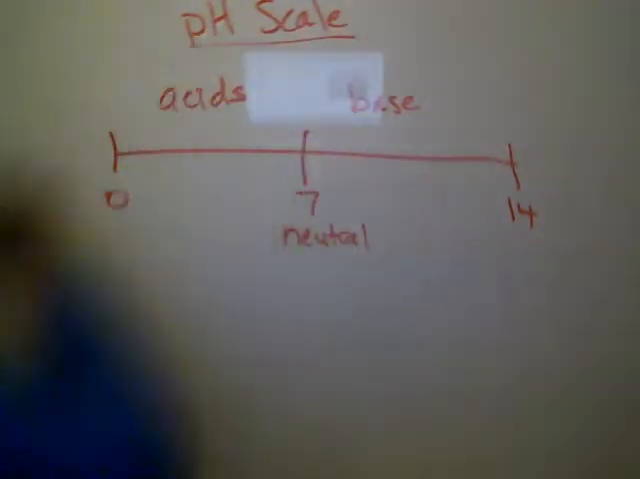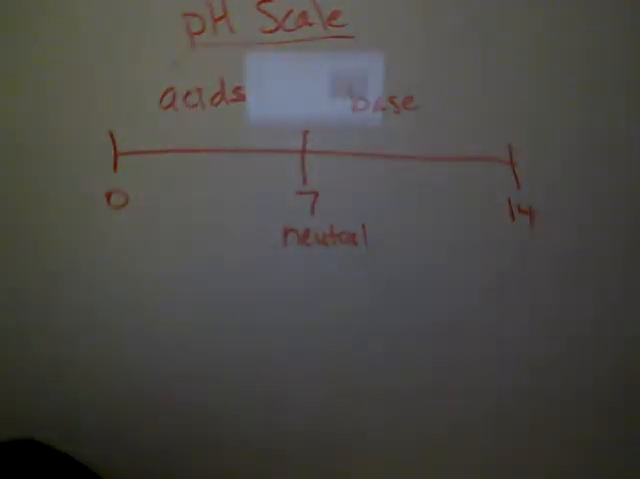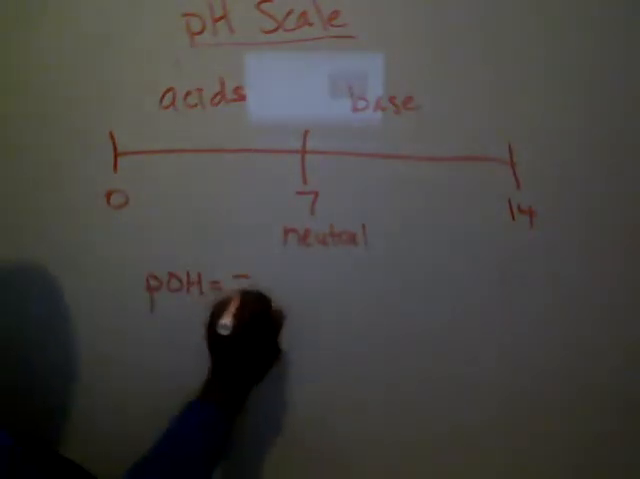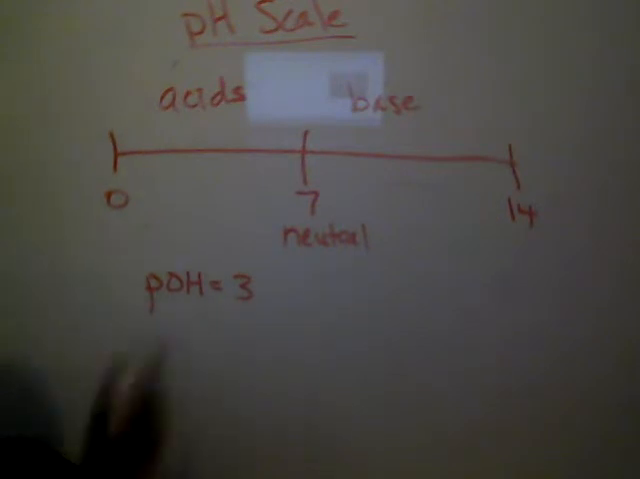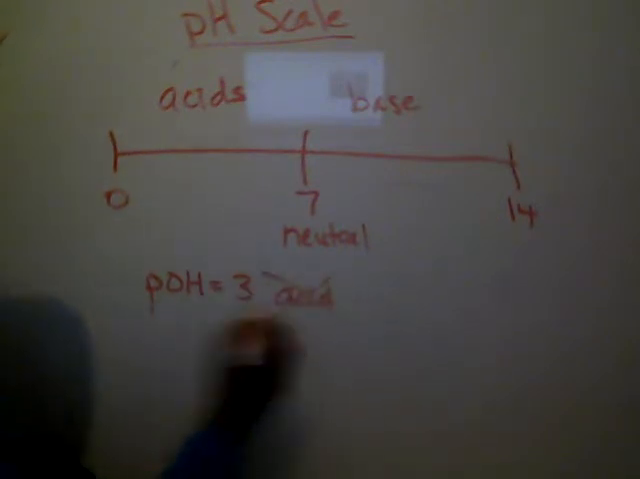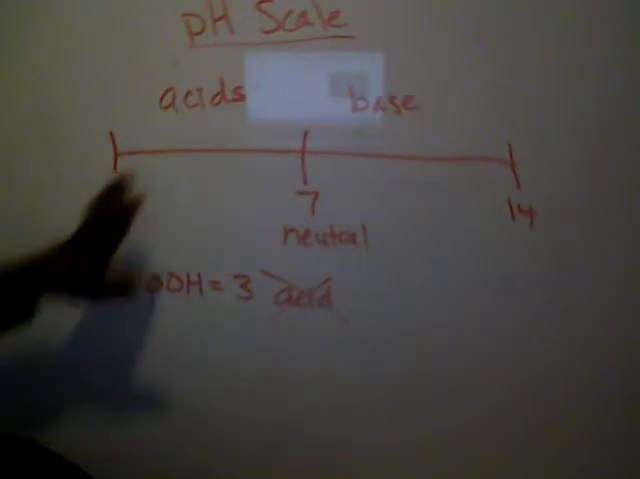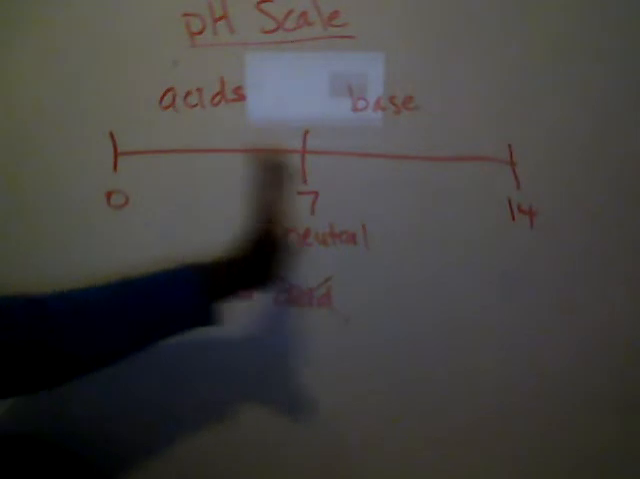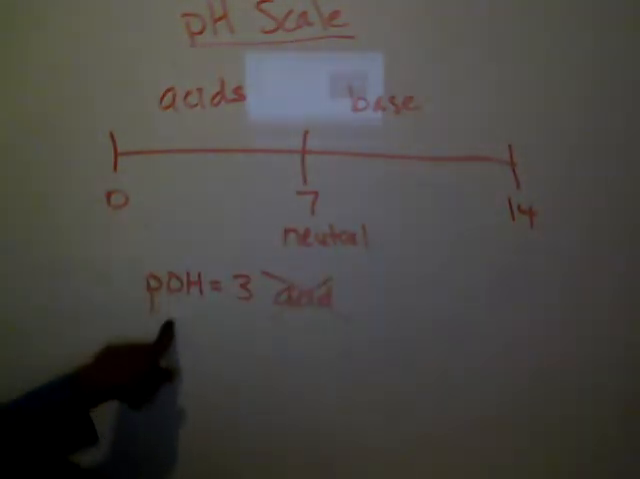The reason I emphasize that is if you're given the pOH, you can't use this to find acids and bases. For example, if something tells you that the pOH is 3, you can't say, oh, well, that's less than 7, this is an acid. We're not going to say that, because this is the pH scale. You have to know the amount of hydrogens in order to figure out if it's an acid or a base.